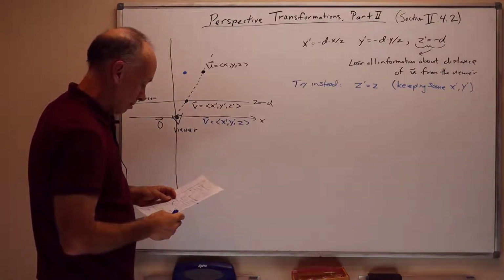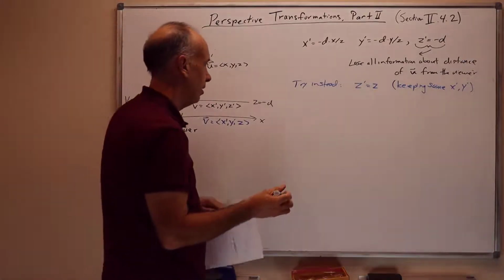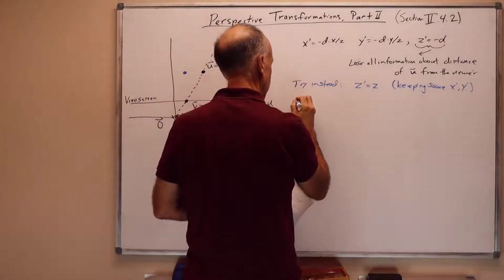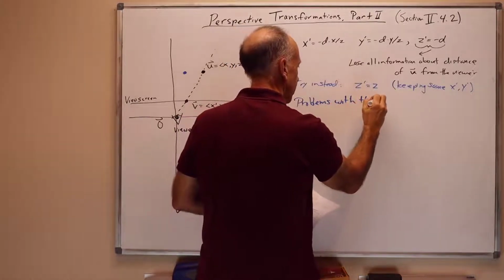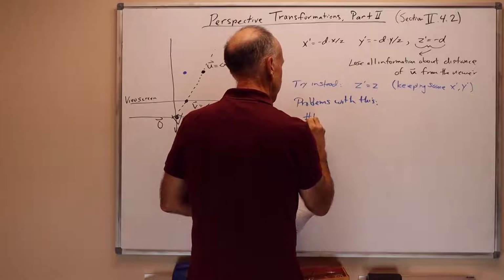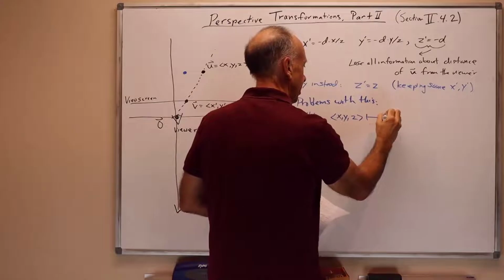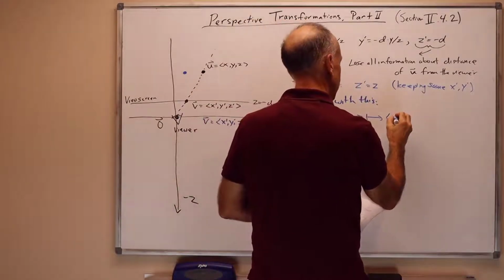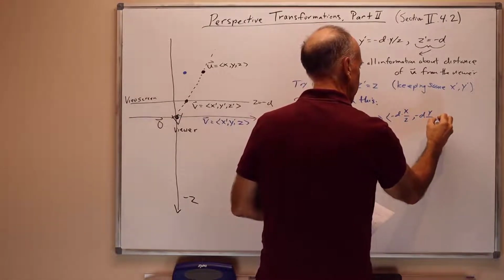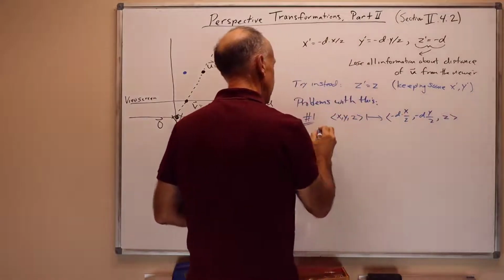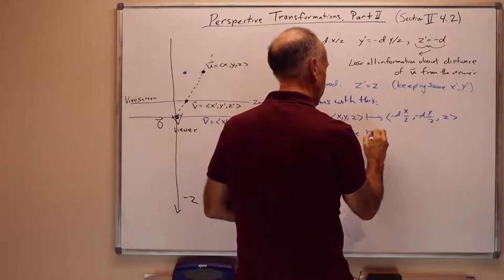Okay, so it's not a bad idea, but it doesn't work very well, and there's several problems with this. Problem number 1 is that if we take this mapping that takes x, y, z, that's the U value, and sends it to x prime, y prime, z, that's negative d times x over z, negative d times y over z, z, this cannot be represented with a 4x4 matrix over homogeneous coordinates.